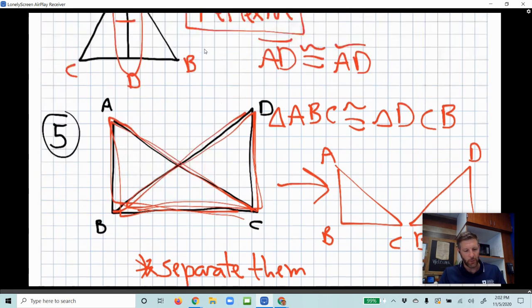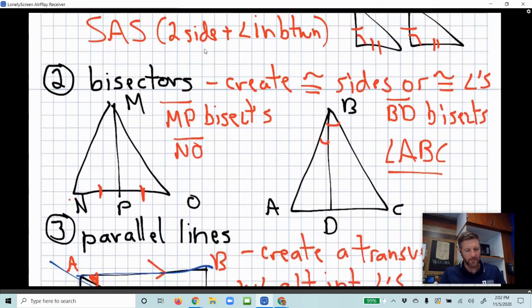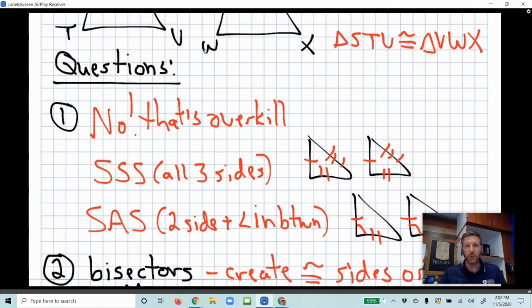Alrighty, so a couple important clues: reflexive, parallel lines, and bisectors. Also the fact that we only need 3 pieces of information to prove triangles congruent: side, side, side, and side, angle, side.